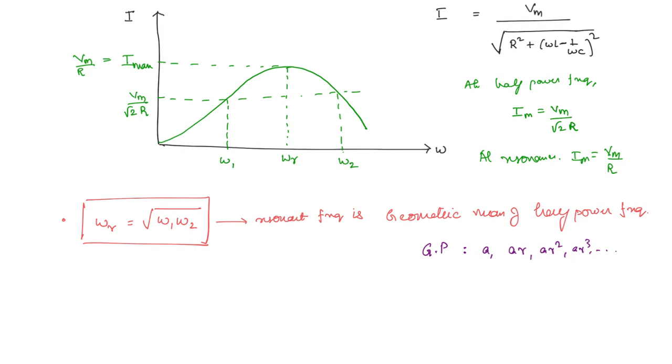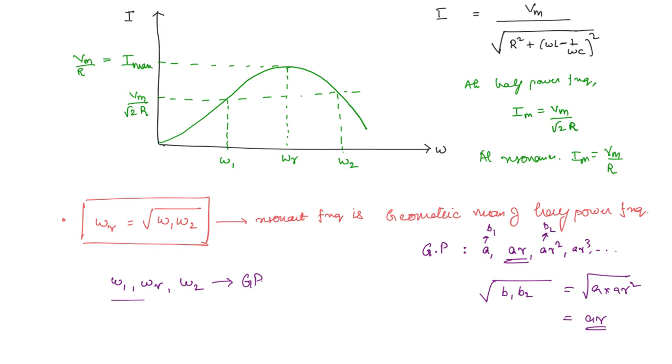So what will be the geometric mean? AR is the geometric mean of the number just before and the number just after, because let us take these to be B1 and B2. Root over B1 and B2 will give you root over A into AR square, which is simply AR, the number in between both of them. Similarly, omega r is the geometric mean of omega 1 and omega 2, which implies that omega 1, omega r and omega 2 are in a geometric progression in this order.